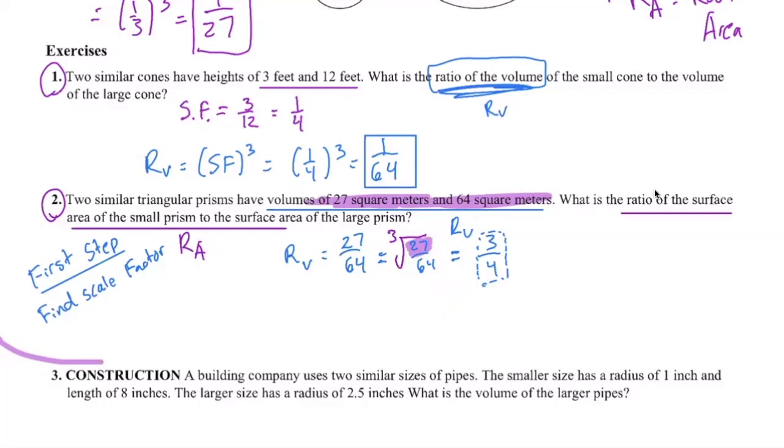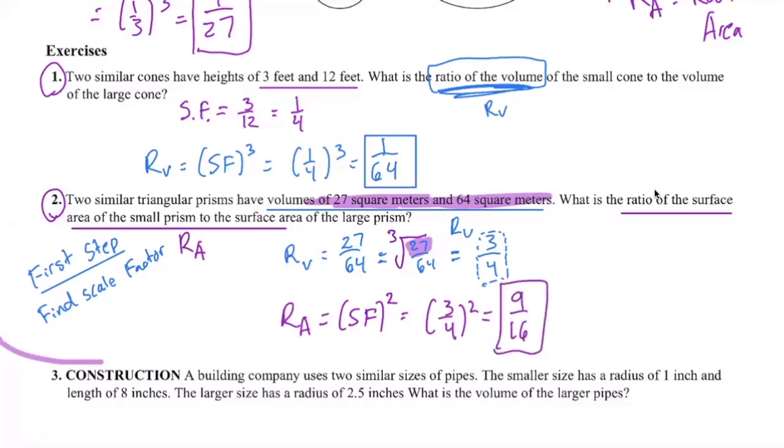Now how would I find the ratio of my surface area, or ratio of the area? Surface area or area, same thing. You're going to take the scale factor, but now what should I do with it? Cube it or square it? You need to square it. The scale factor is 3/4, so the answer is 9/16.